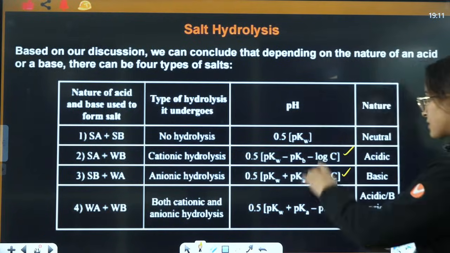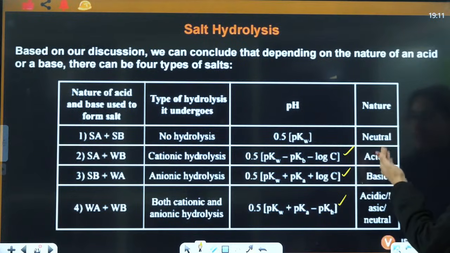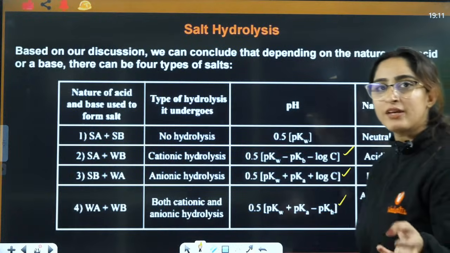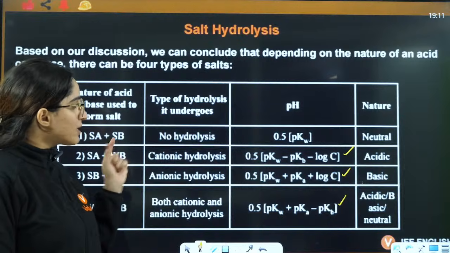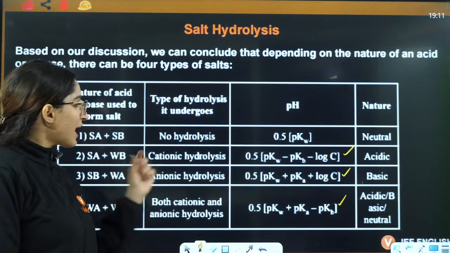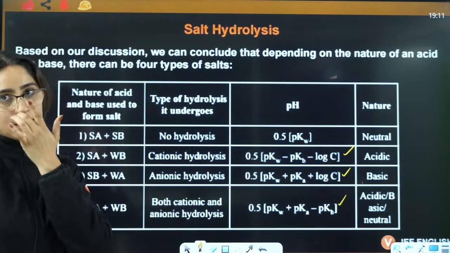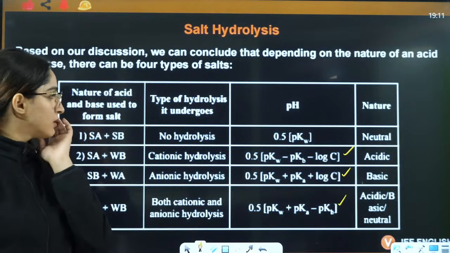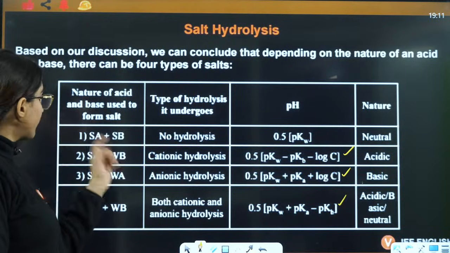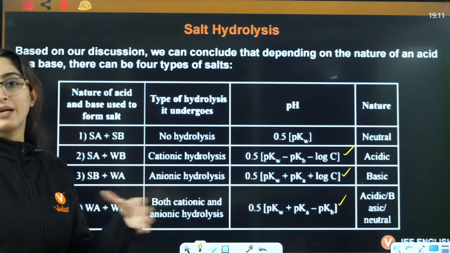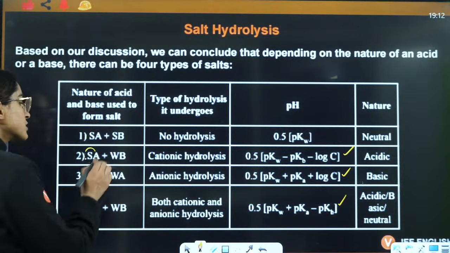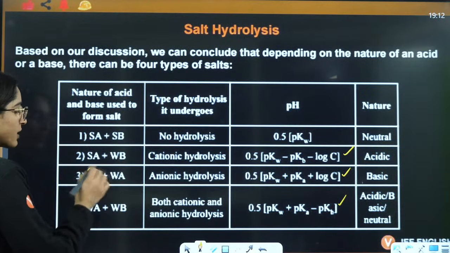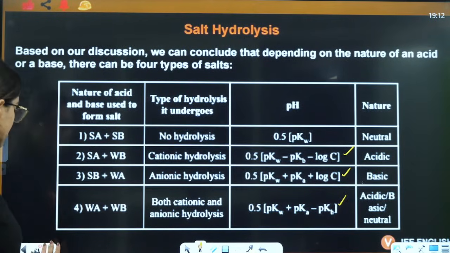These are the pH values written over here, right? And acidic, basic, or acidic. Now, when you have both of them weak, that can be acidic, that can be basic, but always when you have a weak base, it is acidic. When you have a weak acid, it is always basic, right? The one that is strong will define whether the solution will be acidic or basic. Here it is a strong acid, so it will be acidic. Here it is a strong base, so the solution will be basic, right?